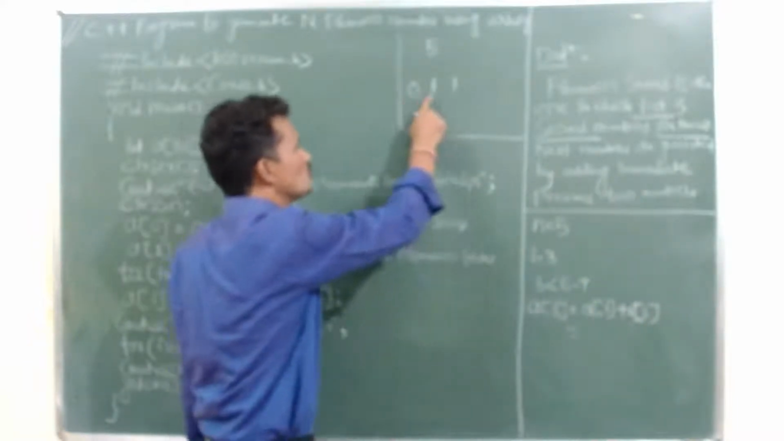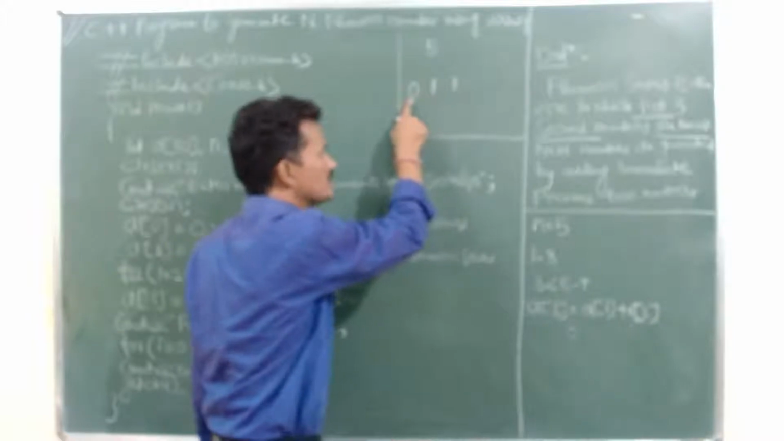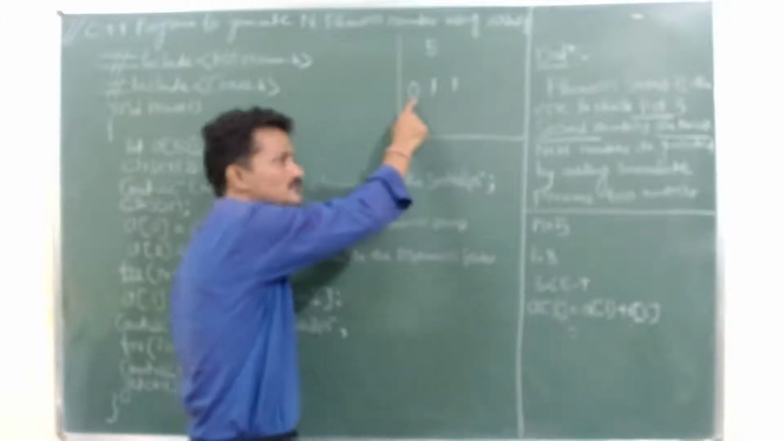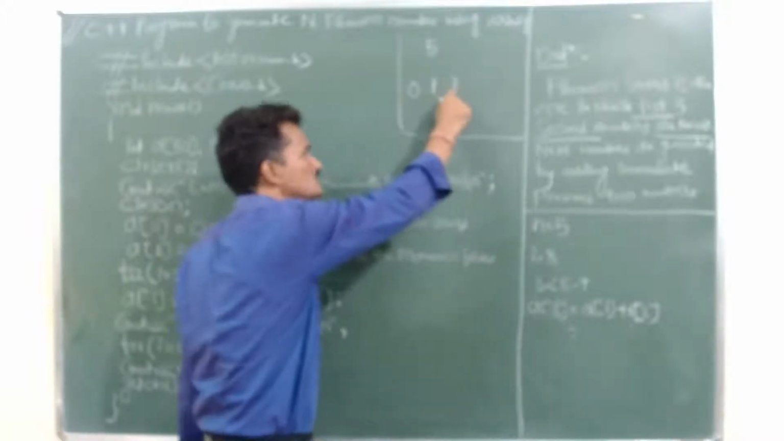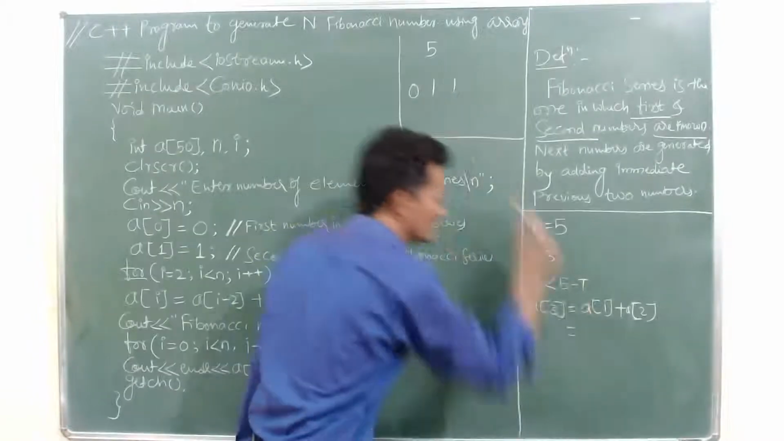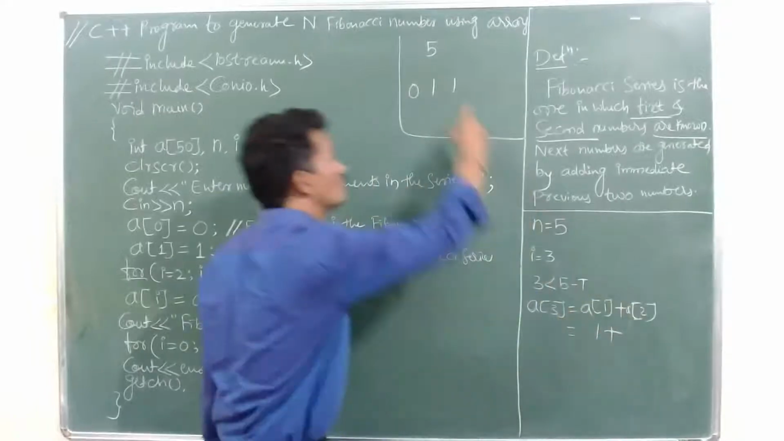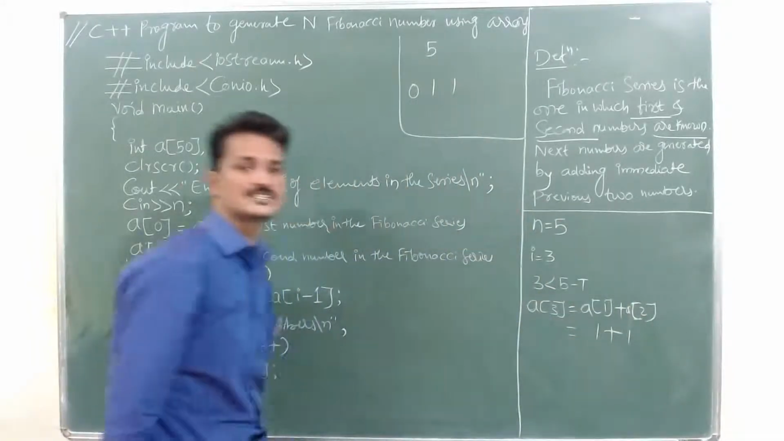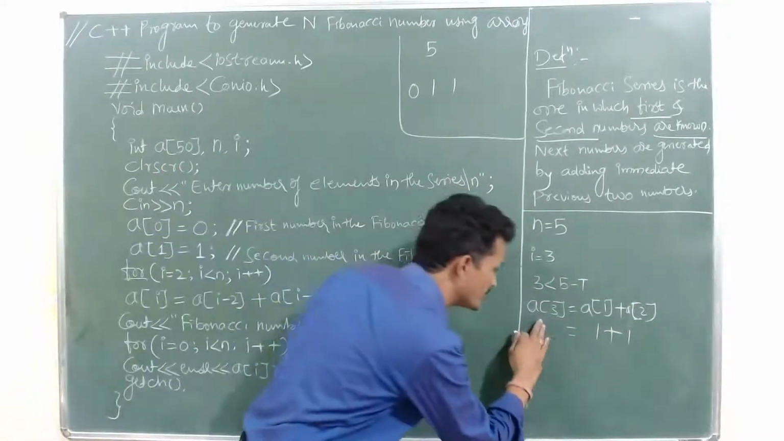Okay. So here 0, 1, 2. This 0 is stored in A of 0, this 1 is stored in A of 1, and this 1 is stored in A of 2. So I'll write what exactly is stored in A of 1. It's 1, and in A of 2, 1. So 1 plus 1 is 2. 2 will be stored in A of 3.